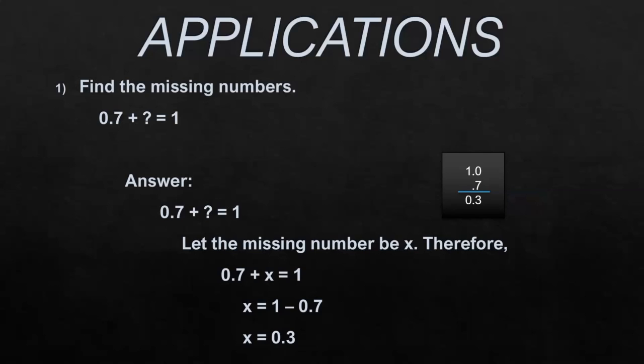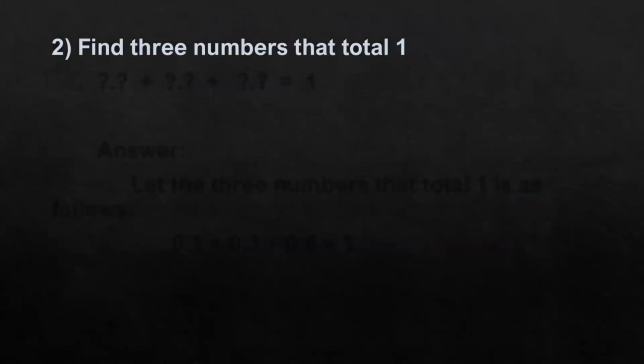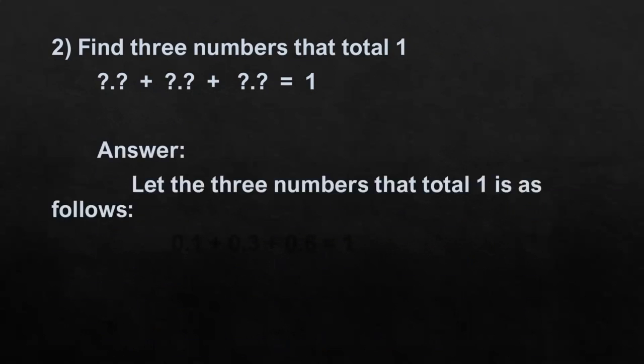Now, let's move on to the second one. Find 3 numbers that total 1. See, this is the pattern. 3 numbers means all those 3 numbers should be decimal numbers, and when you add up all those 3 decimal numbers, you should get the total as 1. Okay, let's start the answer part. So let the 3 numbers that total 1 be as follows. This is my answer.